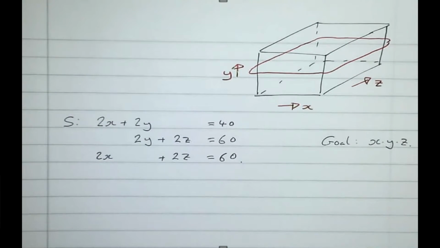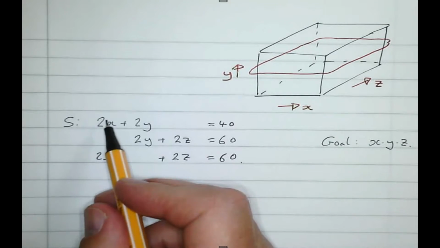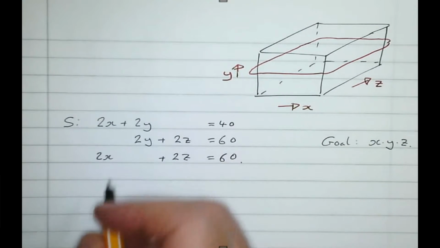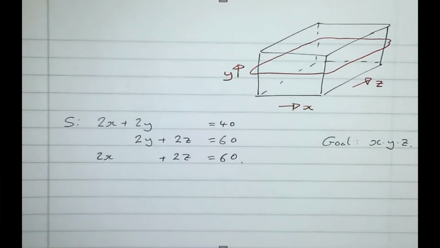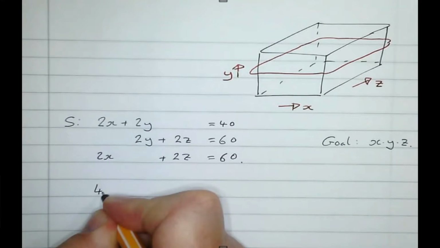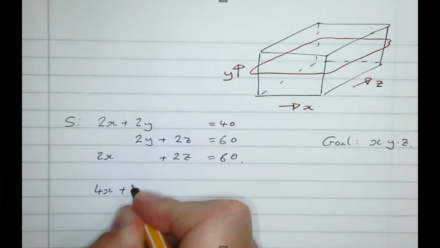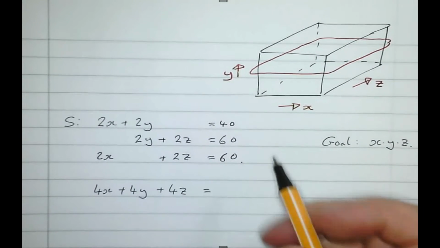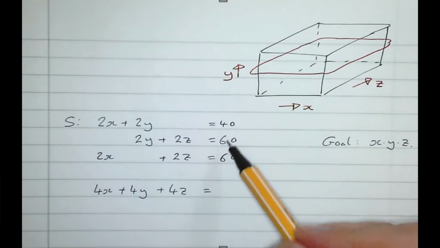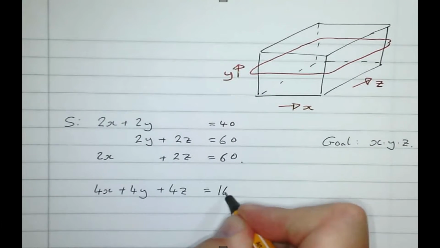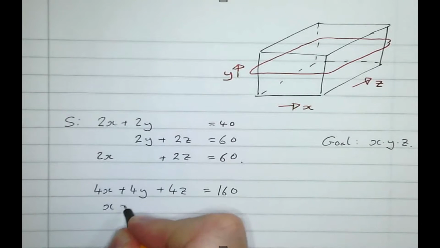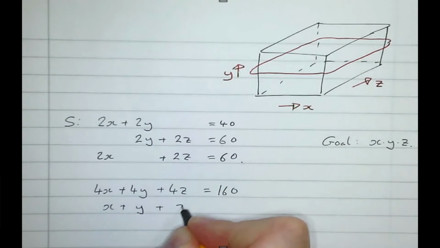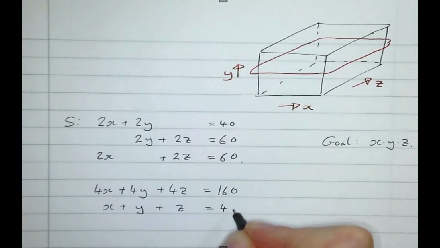So what we're going to do to solve this system of equations is just total in each column. If we add up the 3 equations, we will have 4x and 4y and 4z, and that will be 40, 100, 160. So x plus y plus z will give us 40.